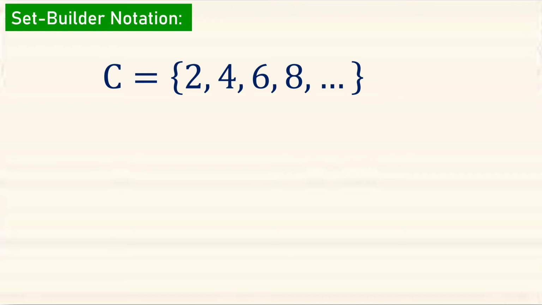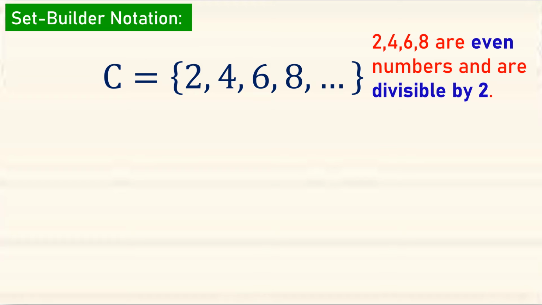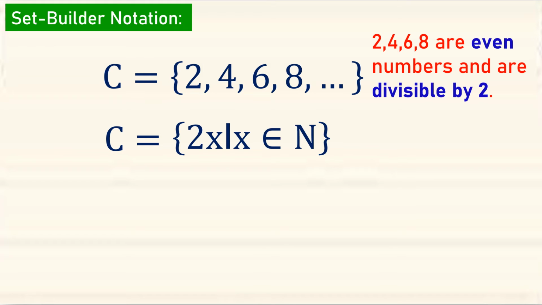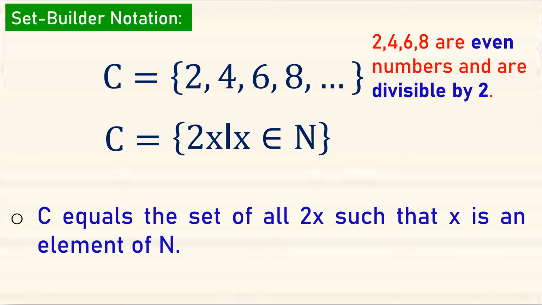Now let us have another one. Set C is equal to 2, 4, 6, 8. Remember that 2, 4, 6, 8 are even numbers and are divisible by 2. So our clue here, we are going to multiply the natural numbers by 2. So the set builder notation for set C is the set of all 2x such that x is an element of n. We can read this as C equals the set of all 2x such that x is an element of n.